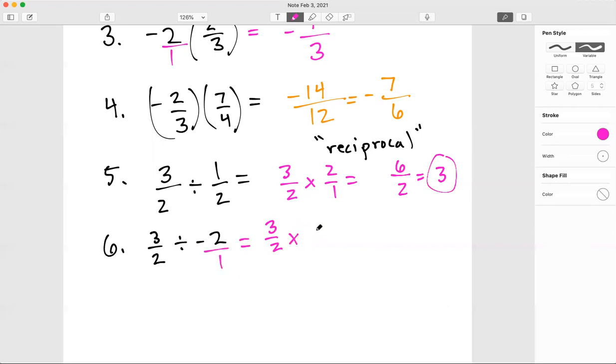So -2/1 flips to -1/2. So this is the same thing as this, multiplying by the reciprocal. And we know how to finish this. 3 times 1 is 3. And we do have a negative because positive times a negative is always a negative. 2 times 2 is 4. -3/4, and we're done.